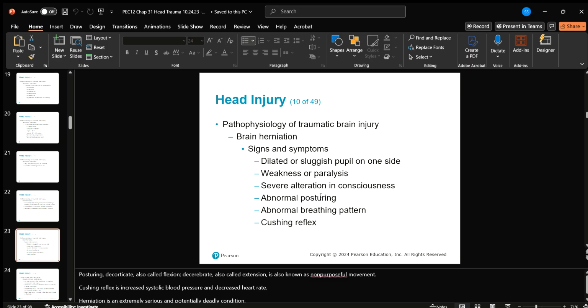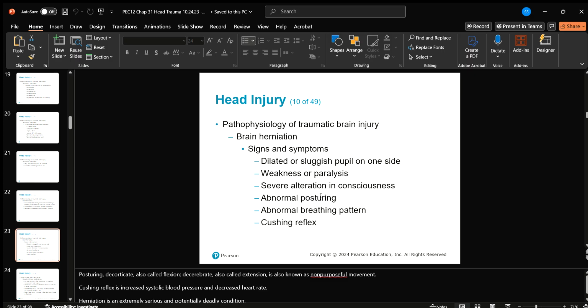Decorticate and decerebrate. Decorticate, decerebrate. So towards the core for decorticate, and decerebrate, their hands will curl in and out. Their feet will point outwards as well. They will curl out like that, and their head will go up and to the side. Decorticate, their feet will point inwards.